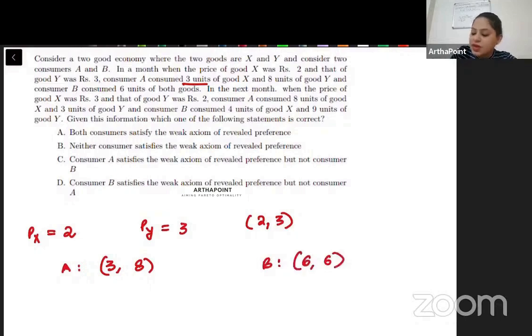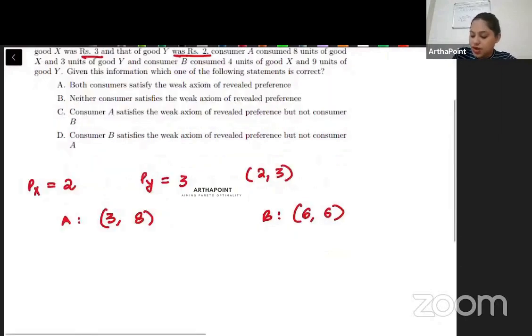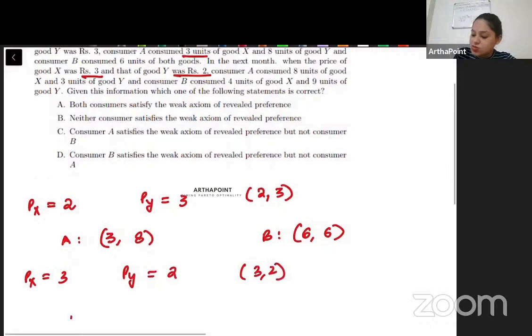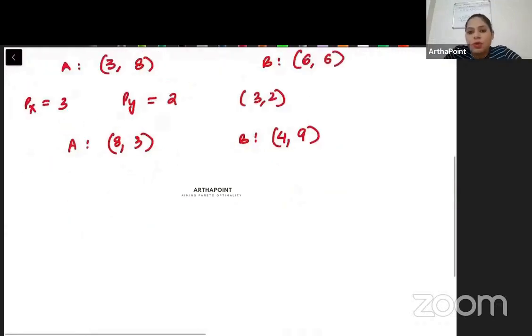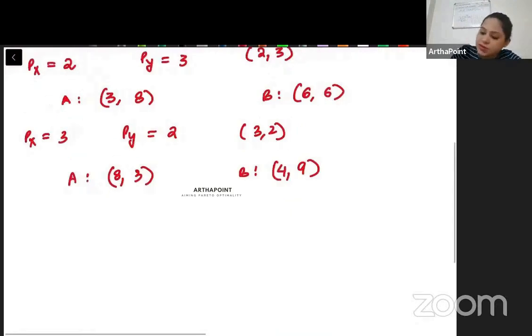All right. In the next month, when price of good X is 3 and price of good Y is 2, so my bundle becomes 3, 2. A consumes 8 units of good X and 3 units of good Y. And B consumes 4 of X and 9 of Y. We have to talk about WARP and not only WARP. So here is the thing.